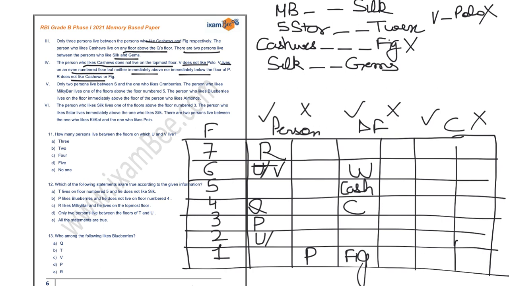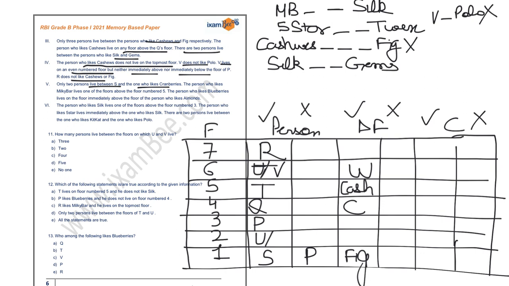Now it is given that only two persons live between S and the one who likes cranberries. So the only possibility where I can place S is at the first floor, because there is a gap of two persons between the one who likes cranberries and S, and I can't place S at the 7th floor because R is already there. So my left out person is only T now, so I can place T at the 5th floor.